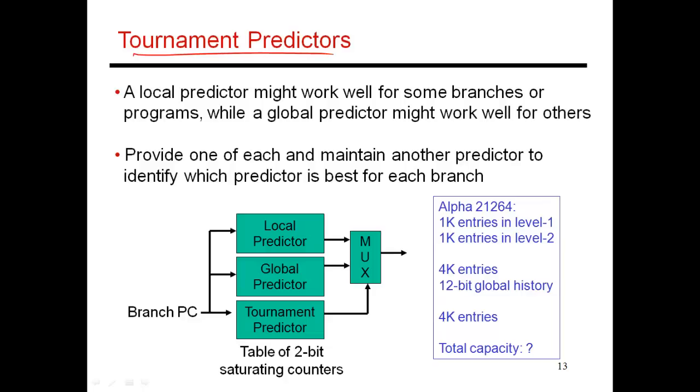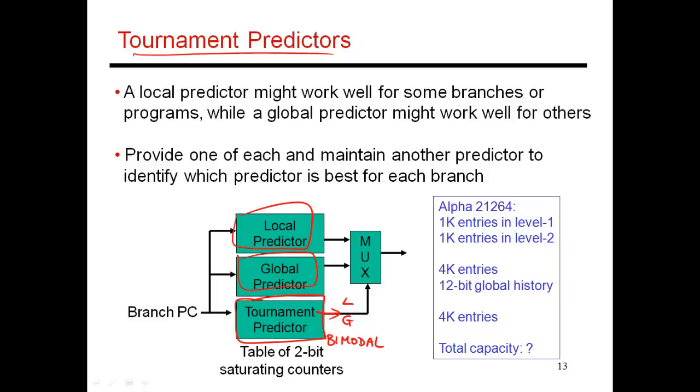Since local predictors do well sometimes and global predictors do well sometimes, you implement both of these. So I have a local and a global predictor implemented, and then I have a third predictor which tries to tell me which of these two predictors does better in the common case. This is built just like any other branch predictor, and let's assume that this is a bimodal predictor. Typically these predictors make a 0-1 prediction which tells me taken or not taken. In this case, the tournament predictor produces a result, 0 or 1, that refers to whether I should choose the local predictor or the global predictor.